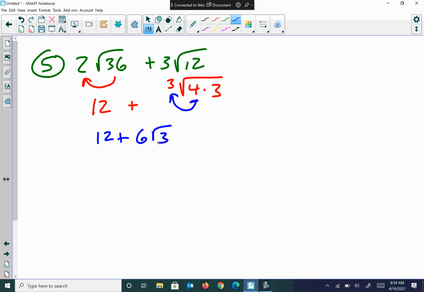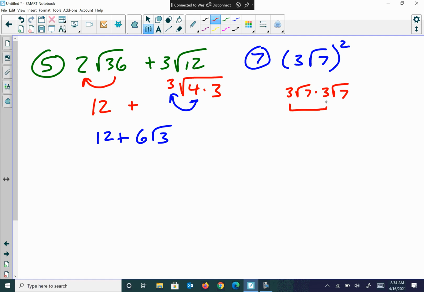All right. I'm feeling okay about this stuff so far. Number 7, I get 3 root 7, and the whole thing is squared. So how many 3 root 7s are we talking about here? 2 of them. Agree? So I get 3 root 7 times 3 root 7. And we're multiplying now. When we multiply outside, outside, which gives me 9. And we multiply inside, inside, which gives me 49.